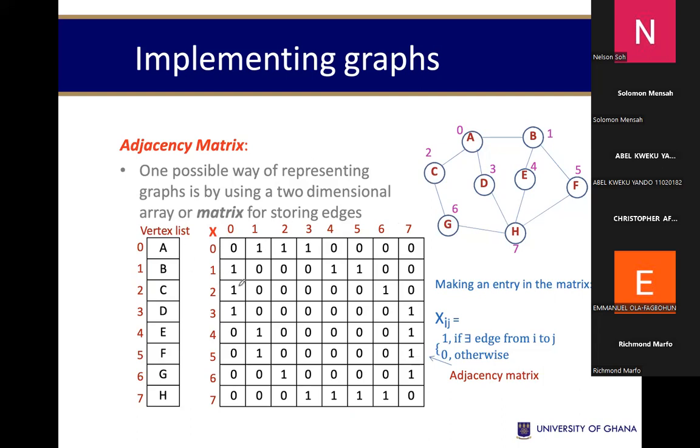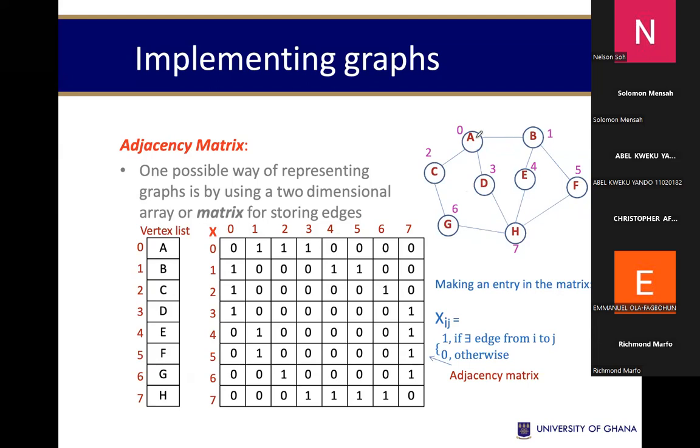You need to look at whether A has any self loop. If it does not have any self loop, then AA is 0. Then we come to AB, from A to B. You realize that from A to B there is a connection. Once there's a connection, we indicate it with a 1. If there's no connection, we indicate it with a 0.